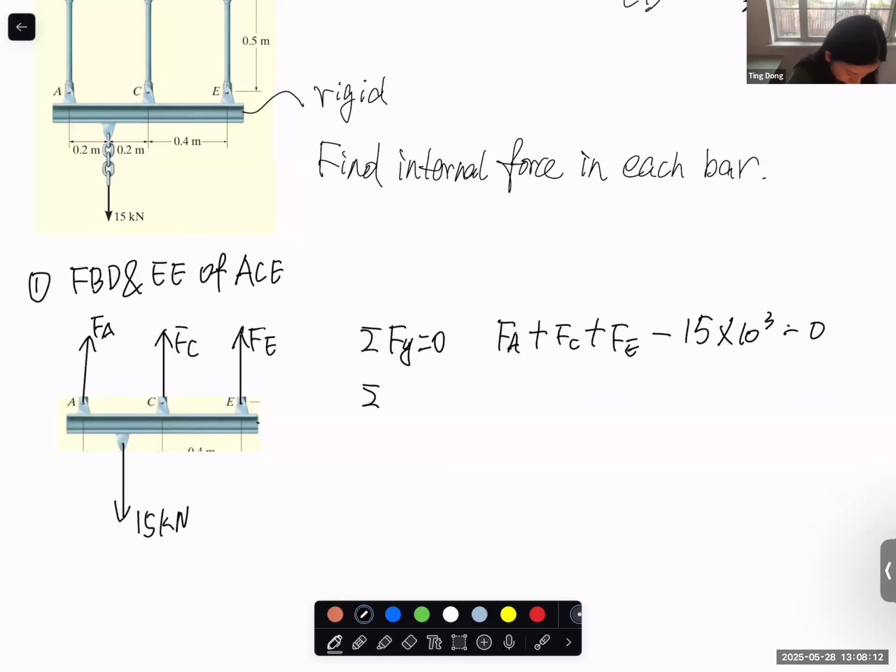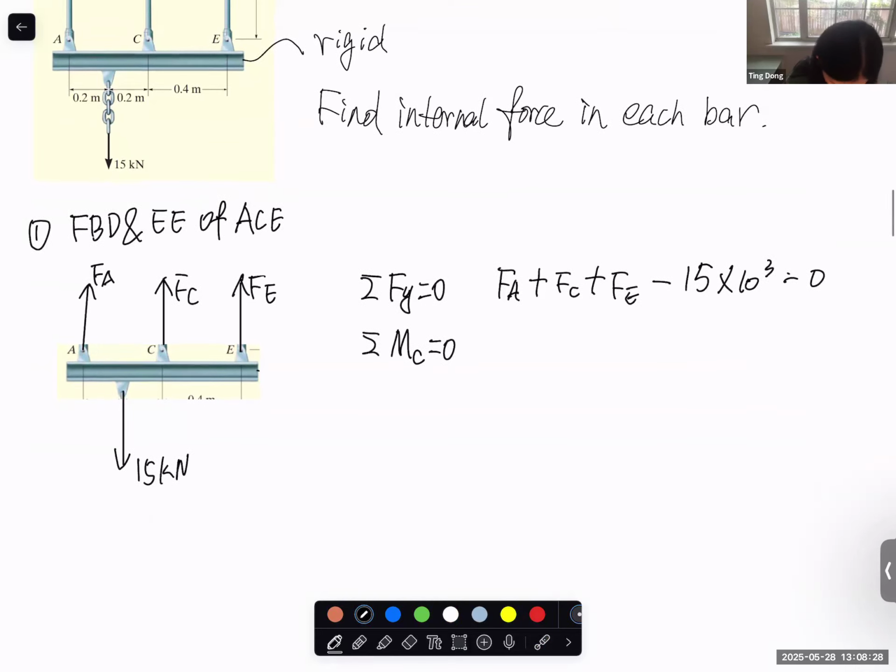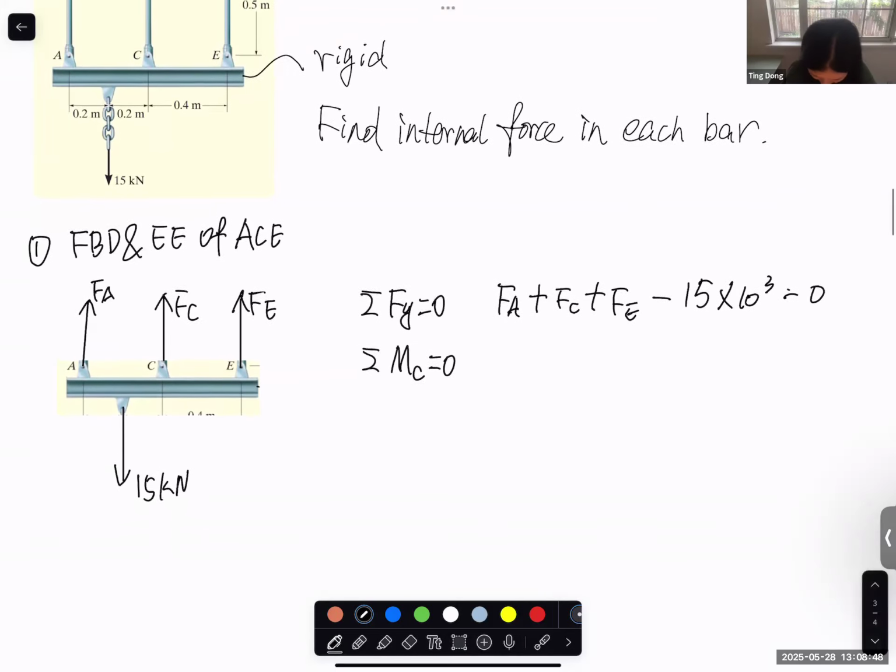And we also can write a moment about a certain point. Of course, you can choose any point. You can choose A, C, E, or this point to calculate moment equilibrium. It should be the same. So let's do the moment about point C. We need the moment generated by FA, by this 15 kilonewton, and by FE. If it's moment about point C, then FA will generate a clockwise moment, so I put a negative sign.